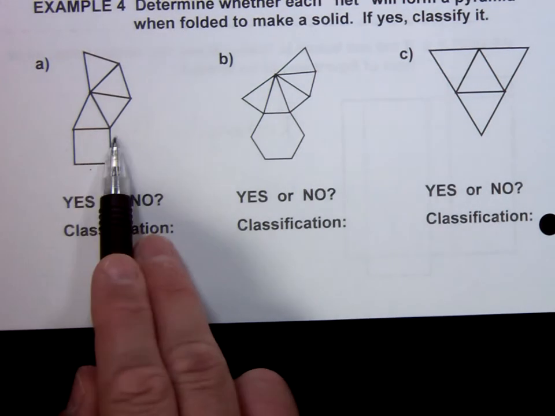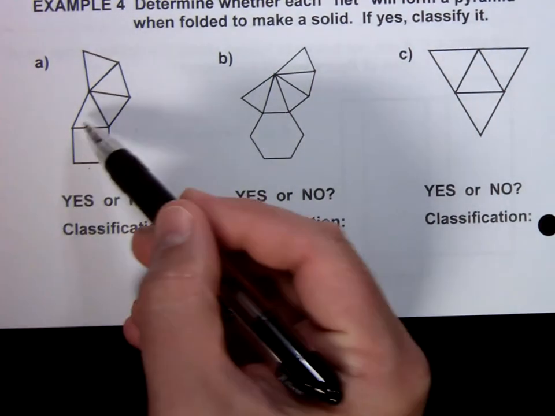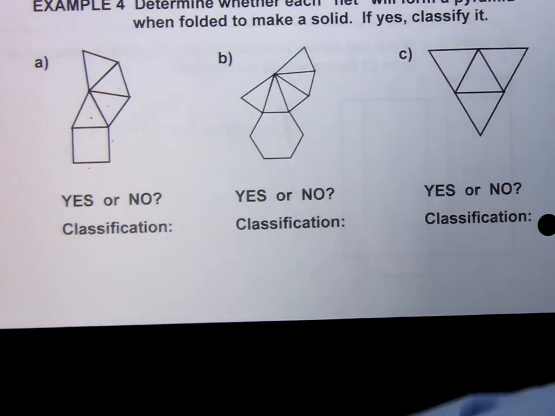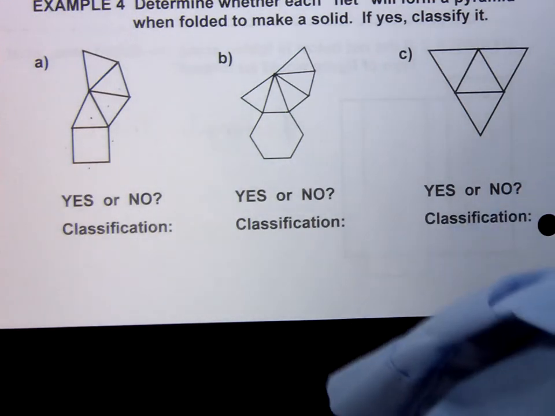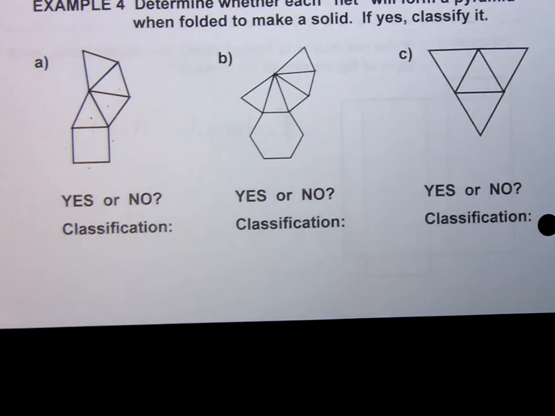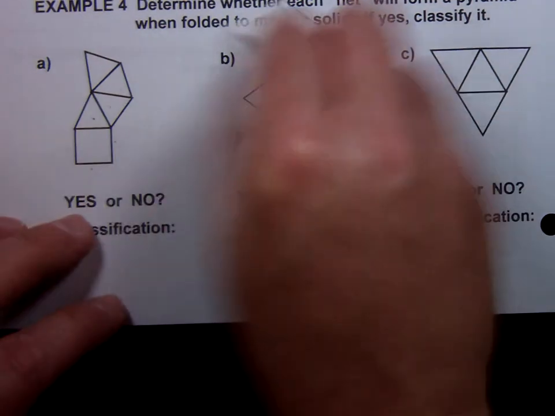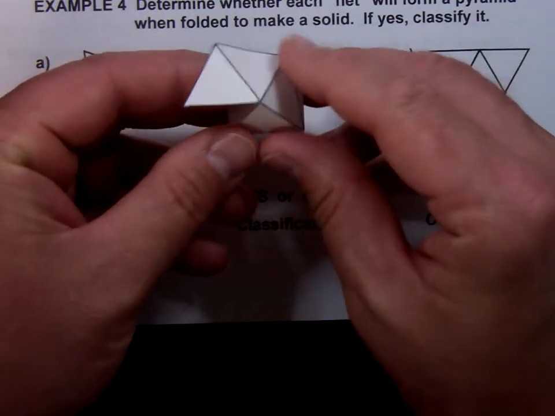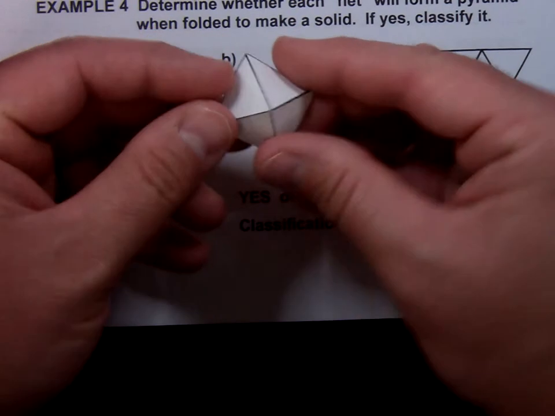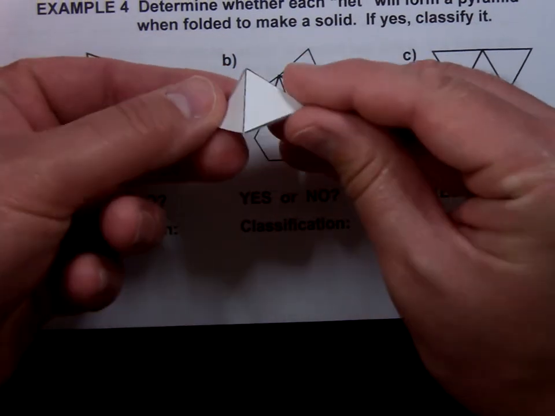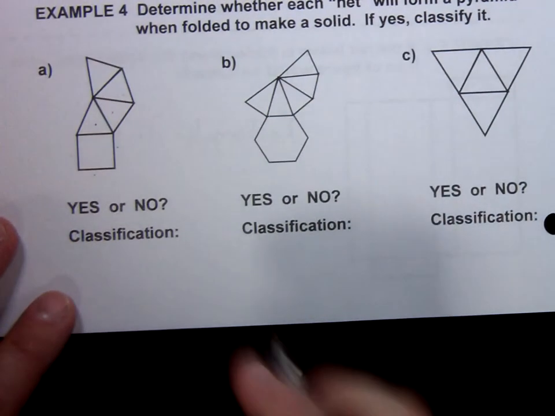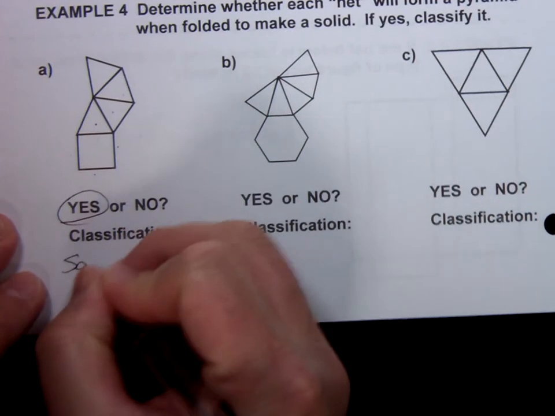So there should be 1, 2, 3, 4 triangles. I count 1, 2, 3, 4 triangles. And this would indeed fold up to create the pyramid. Thought I had that. Guess I don't have that over here. Oh, there it is. Here is that figure. And if I fold this square under to be the base, these come around, and there is my square pyramid. So this one does. We're going to call it a square pyramid.